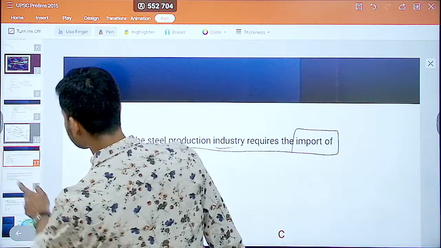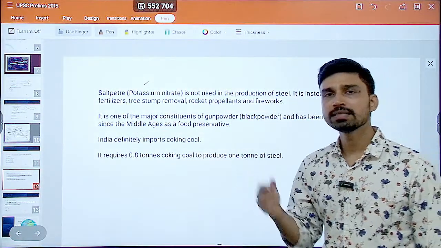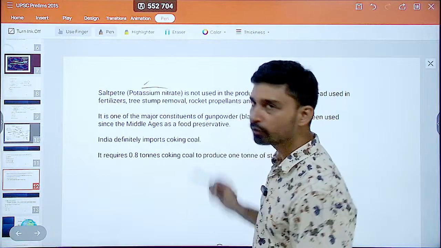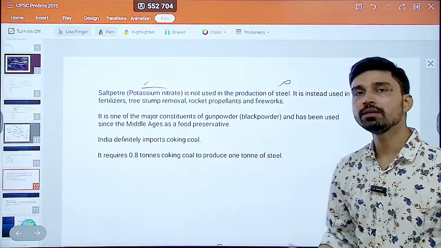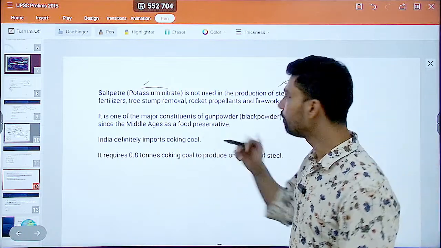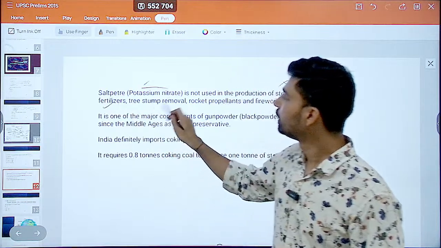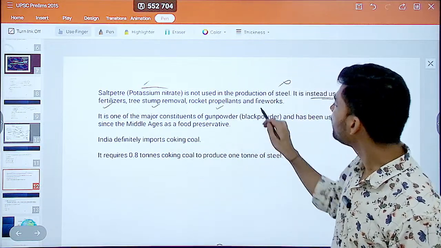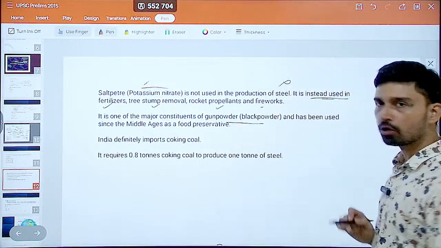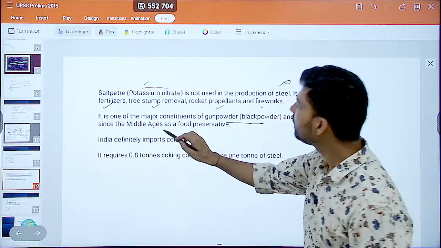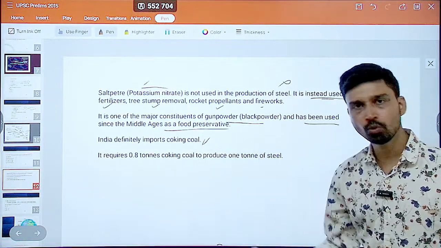In other way, if you go into more detail, saltpeter is a general name for potassium nitrate, and this is not used in the production of steel. So if it is not used in the production of steel, there is no question of importing it. It is instead used in the fertilizer industry, tree stump removal, rocket propellants, as well as fireworks. It is one of the major constituents of gunpowder also, and has been used since the Middle Ages as a food preservative.